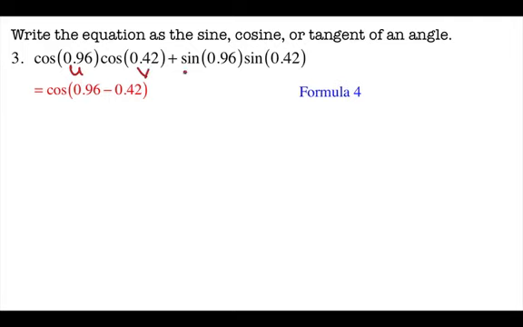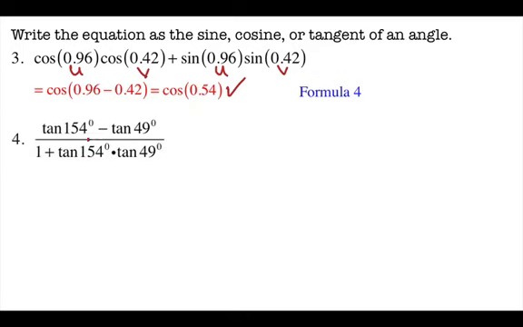This is like your V, U, V. You apply the formula, and that's how we end up with this. And then you simplify this, 0.96 minus 0.42, and that's your answer. So we are done with number 3. You don't have to compute this on the calculator.